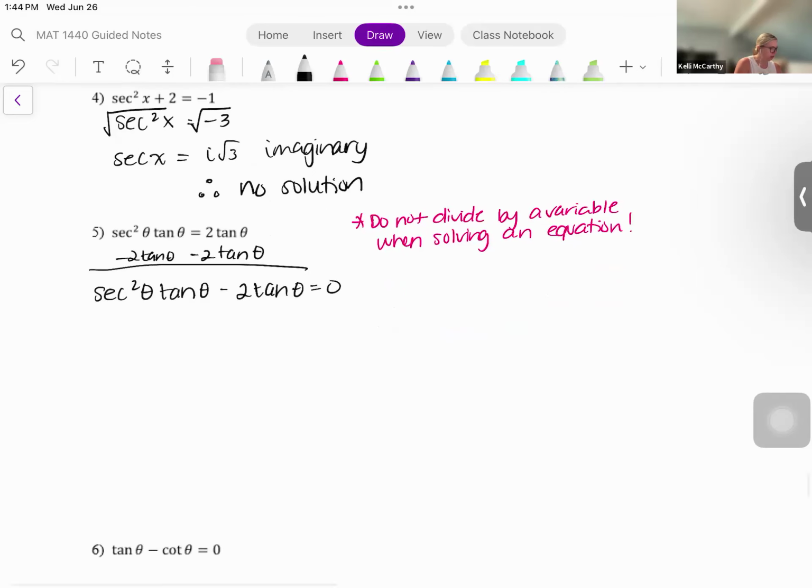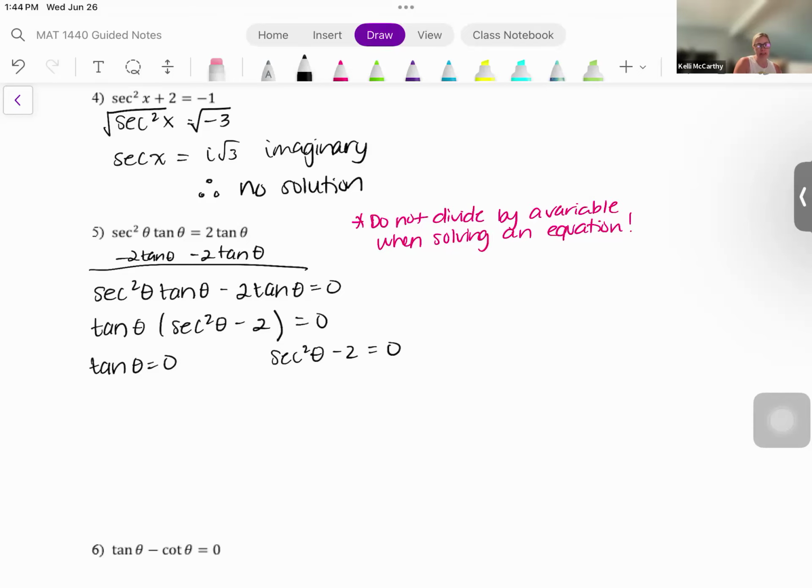So now we want to factor out tangent theta, since both of our terms have a factor of tangent theta. We've got tangent theta times secant squared theta minus 2 equals 0. And our zero product property now lets me solve each of these factors equal to 0. So tangent theta equals 0, and secant squared theta minus 2 equals 0.